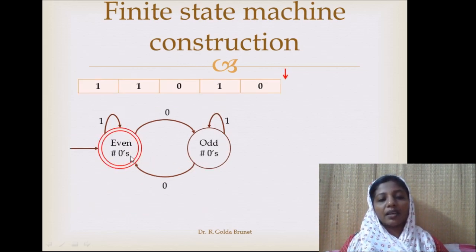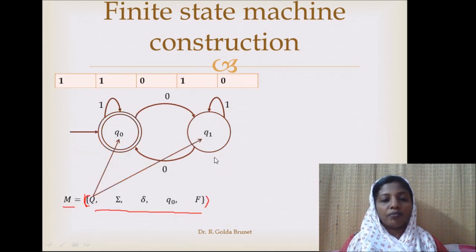We don't write it like a sentence in this one. This is for our understanding. This even number of zeros I have represented as Q naught, and odd number of zeros I have represented with Q1. So Q naught and Q1 are the members of the finite set. Q is a set which is finite. That is why it is called a finite state machine. The set of states in the machine is finite. Here there are two states in the machine.